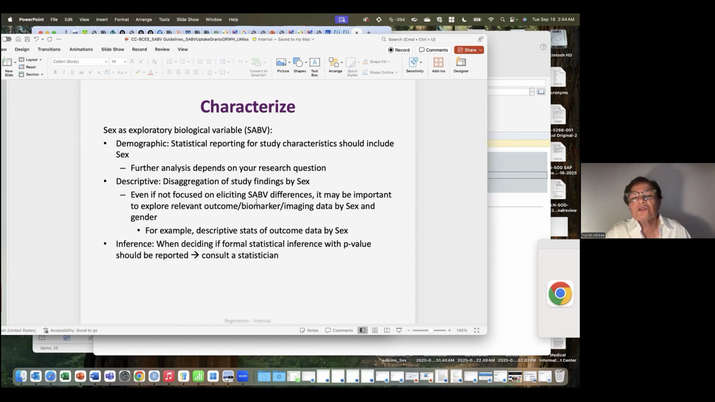Even if not focused on eliciting SABV difference, it's important to explore relevant outcome, biomarker, or imaging data by sex and gender and other groups. Here I'm mostly talking about descriptive statistics. When you want to do inference, then you should consult a statistician.